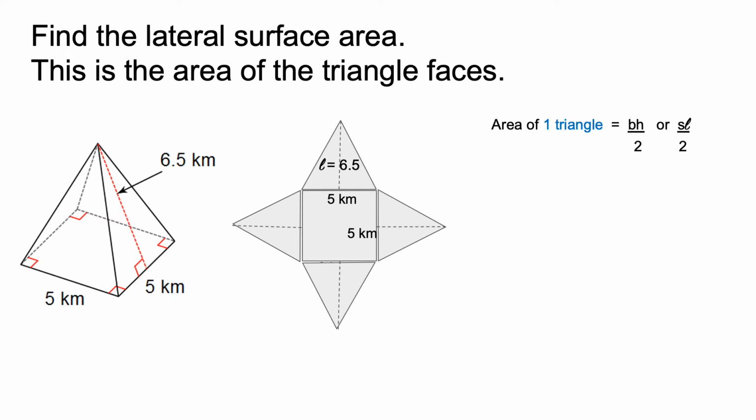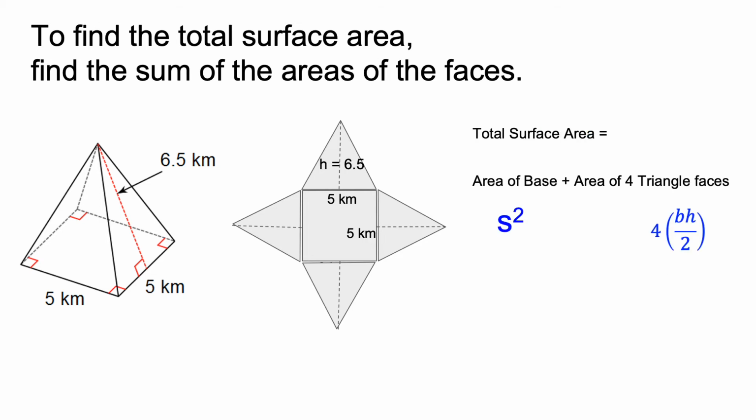The area of one triangle is equal to base times height divided by 2, or the side length times the slant height divided by 2. 5 times 6.5 divided by 2, or 32.5 divided by 2, which is 16.25. The area of 4 of these triangles would be 4 times 16.25, or 65 kilometers squared.